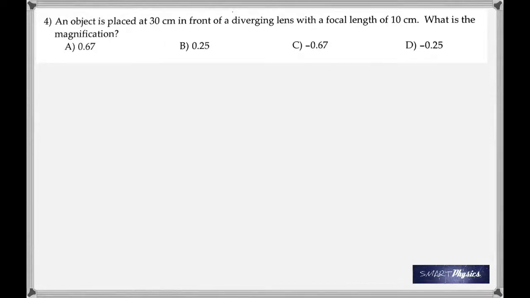Number 4, object is placed 30 centimeters in front of a diverging lens. So now it's a concave lens with focal length 10 centimeter. Okay, so now you've got to take the 10 as negative 10 because it's a diverging lens. And you have to find the magnification. So first we have to find DI from this equation.